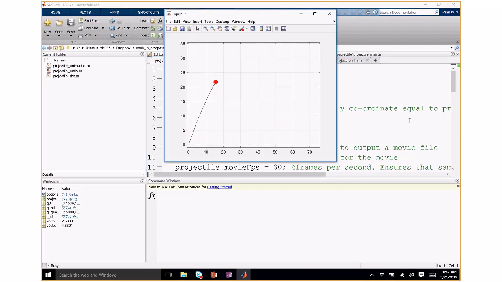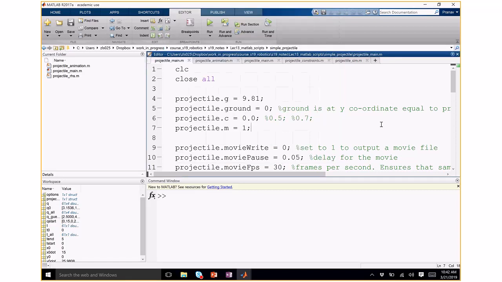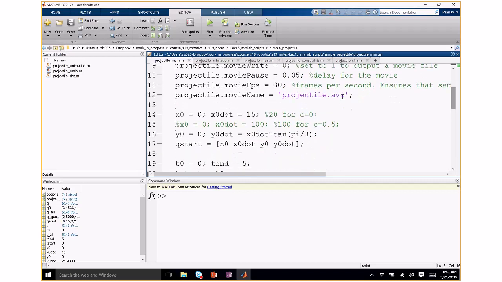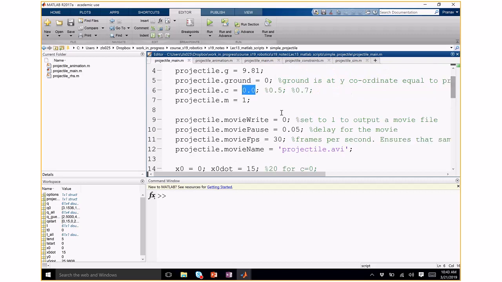This is after it does the simulation. Here's the animation. You can see that the path traced is a projectile. This happens only because I set the constant c to be 0. The drag force is 0 right here. Mass is 1, gravity is 9.81, speed was 15. So let's change the drag force and see what happens.